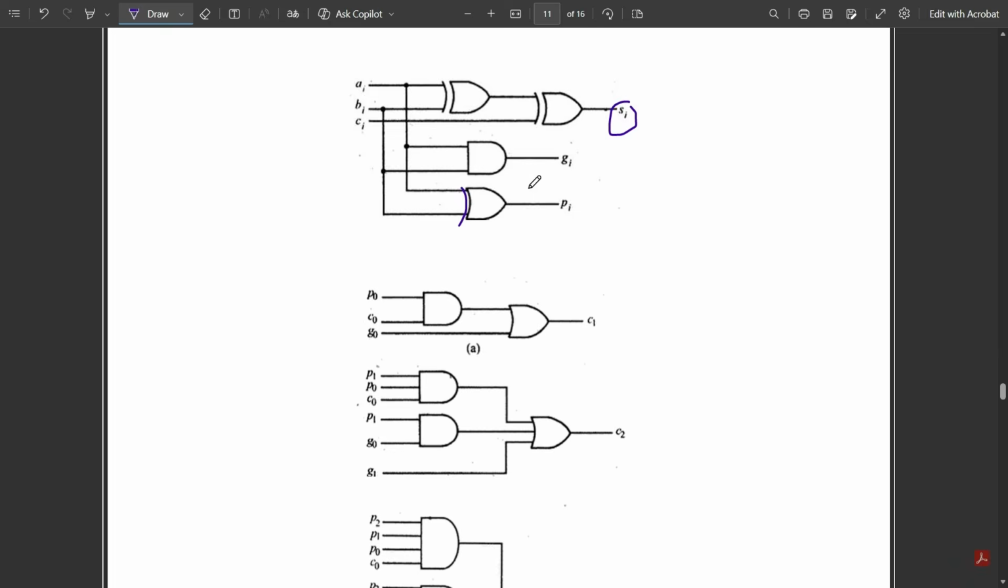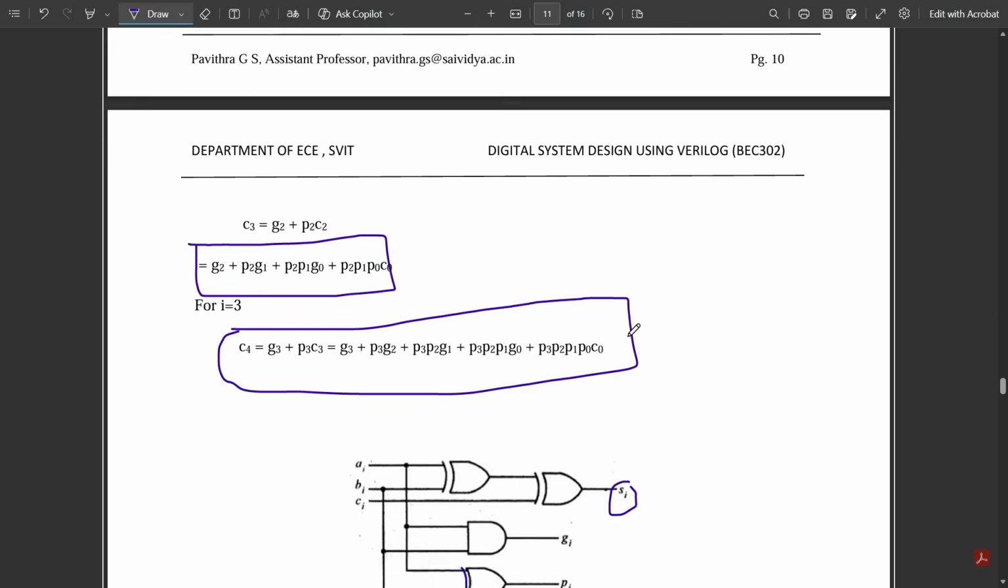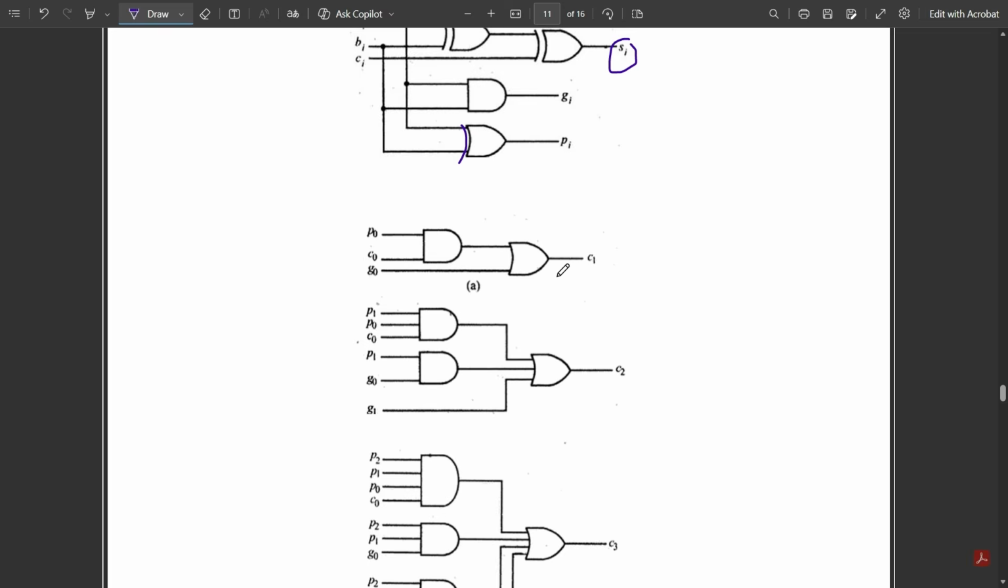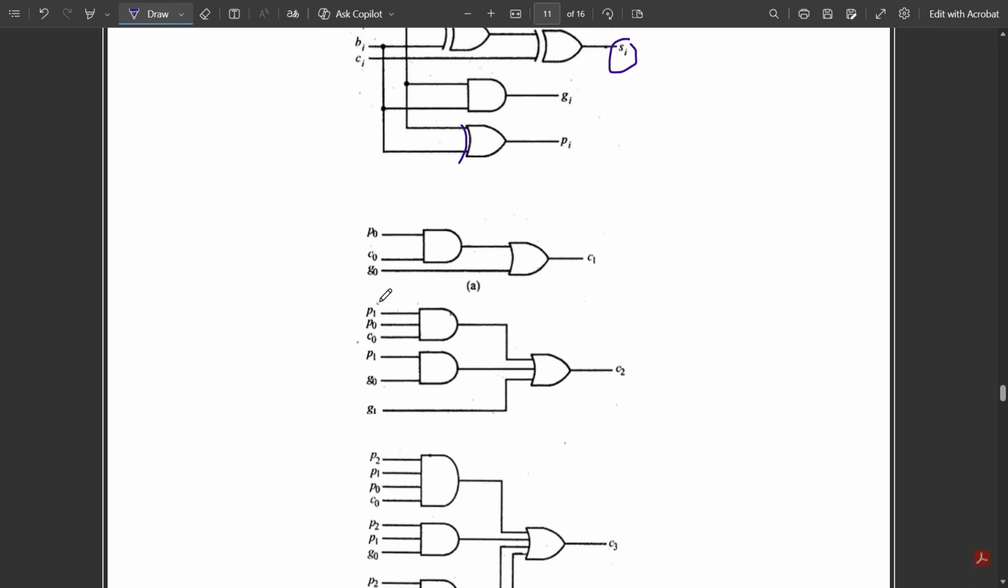Like this we have done, and now for each stage, that is for C1, C2, C3, C4, we have drawn the logical block diagrams. That is, the answer for C1 we have got as G0 plus P0 into C0. So initially P0 into C0 is given through an AND gate, and the output is given through G0 with an OR gate, so that you will be getting C1.